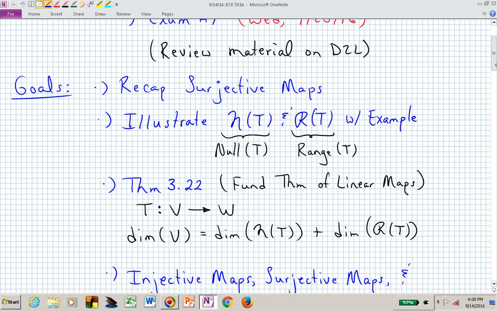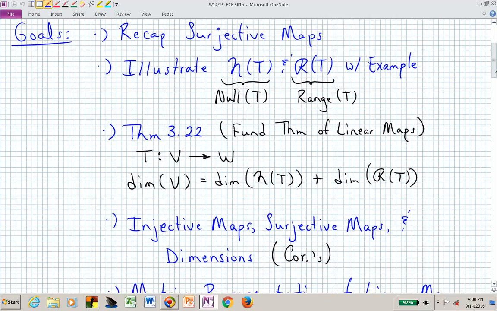What I want to do today is continue with chapter 3, and there we were talking about surjective maps, where the R is related to range spaces. A surjective map is one that fully fills up or covers the entire output vector space. Then we will go through a fairly extensive example illustrating the null space and the range space, and these will be non-trivial null spaces and range spaces.